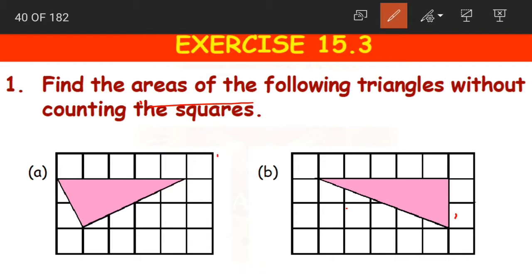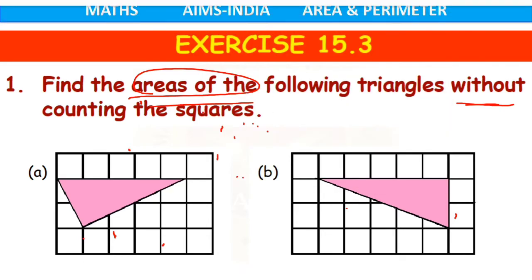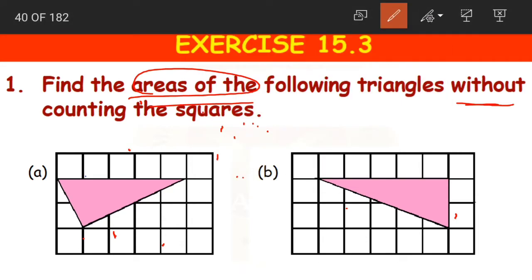But in the question, they have clearly mentioned that we have to show how we calculate the area of the following triangle without counting the number of squares. What should we do? If we come to question 1, children, again, what method is to be used here? We should divide it into two triangles, just as we have done in the previous one. We have to divide this triangle into two triangles.